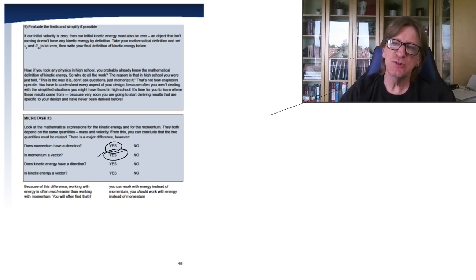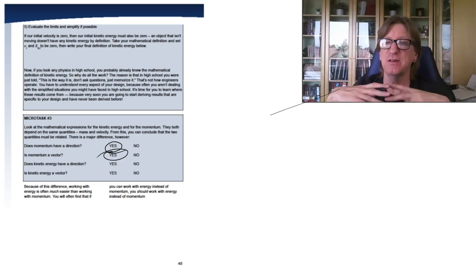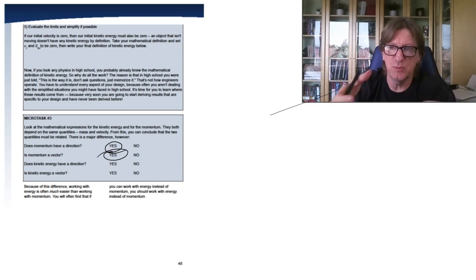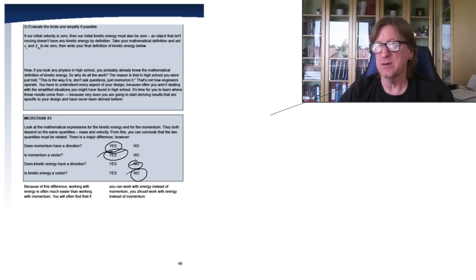Does kinetic energy have a direction? And you've got to think about this a little bit. I have the same amount of energy, whether I'm going forward, backwards, however I go. Energy is just, you point at it and you say, hey, that's how much energy is contained in this system. So there is no direction associated with it. Therefore, kinetic energy cannot be a vector. It's got to be a scalar.